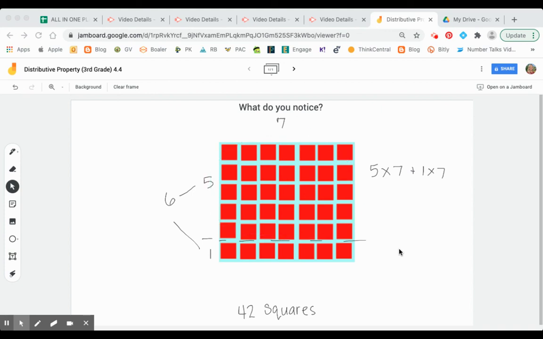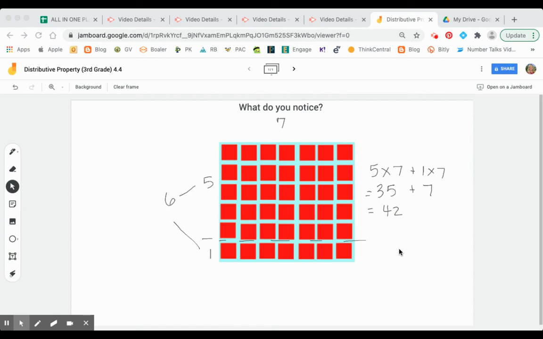So 5 groups of 7. Let's count them out. Ready? 5, 10, 15, 20, 25, 30, 35. So 35 plus 1 group of 7 is 7. So that would equal 35 plus 7, 42. Any way we count it, we're going to keep getting 42, right? 42 squares is our answer here, but we're getting creative on our strategies.